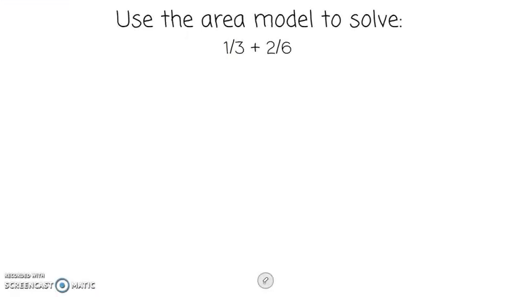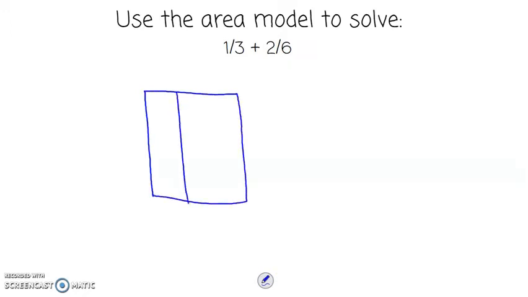In order to solve the problem 1/3 plus 2/6, I'm going to use a visual strategy called the area model. Using this strategy, students will create equal-sized pieces so they can add their fractions. First, I will draw a square and split it into 3 equal groups, or thirds. I will then shade in one of the 3 parts to represent my first fraction, 1/3.